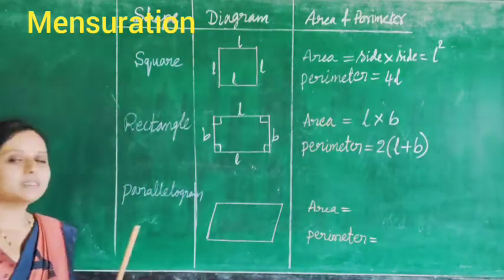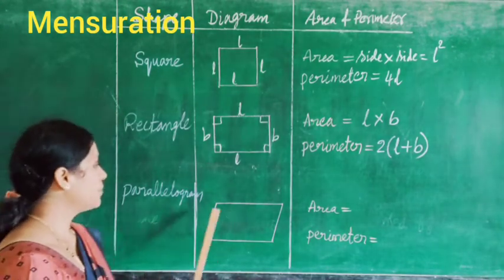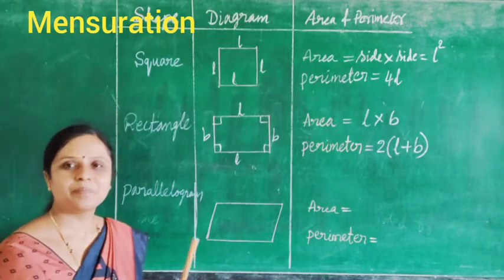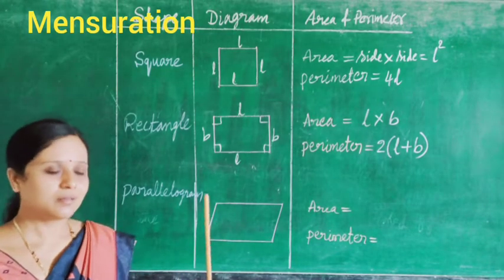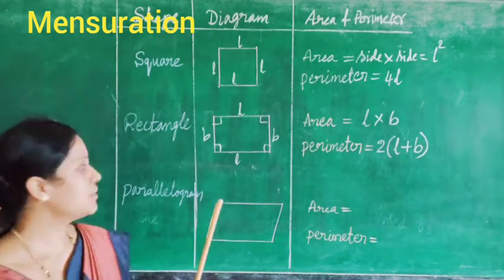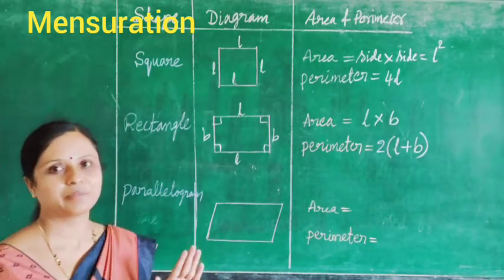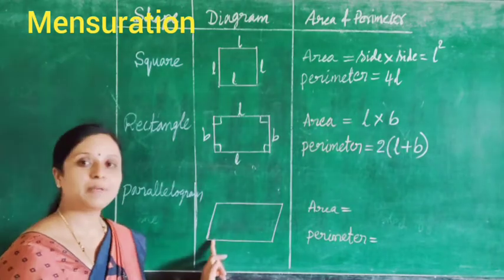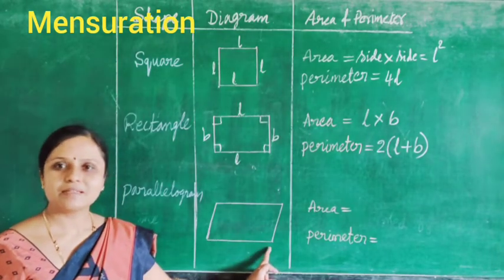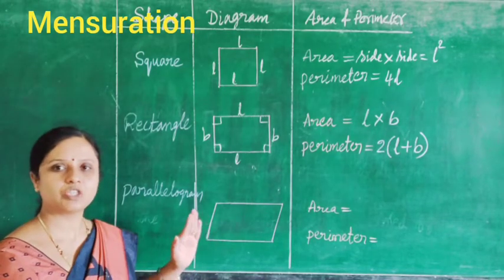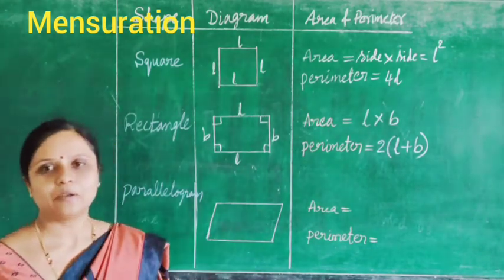Coming to the third shape, that is a parallelogram. So what is a parallelogram? The shape of the parallelogram looks like a rectangle, but it is not a rectangle, because in a rectangle all the angles will be 90 degrees, but here the angles are not 90 degrees. It is in a slant shape. That's why it is a parallelogram.